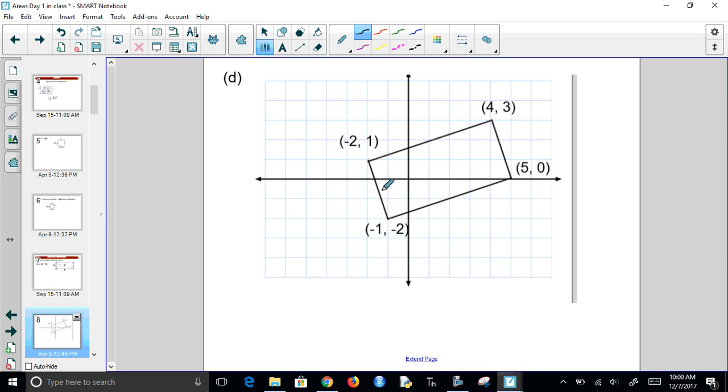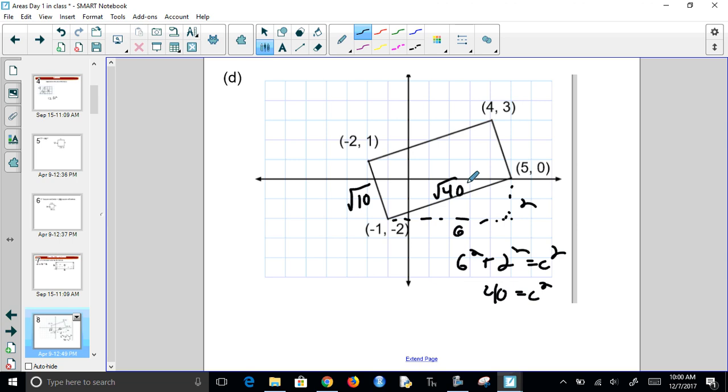So if I want to find the area of this one, well, we have this distance, which is 1 squared plus 3 squared. That's the square root of 10. With this one, what do we go over? We go over 6 and up 2. So 6 squared plus 2 squared is equal to c squared. 36 plus 4, that's the square root of 40.